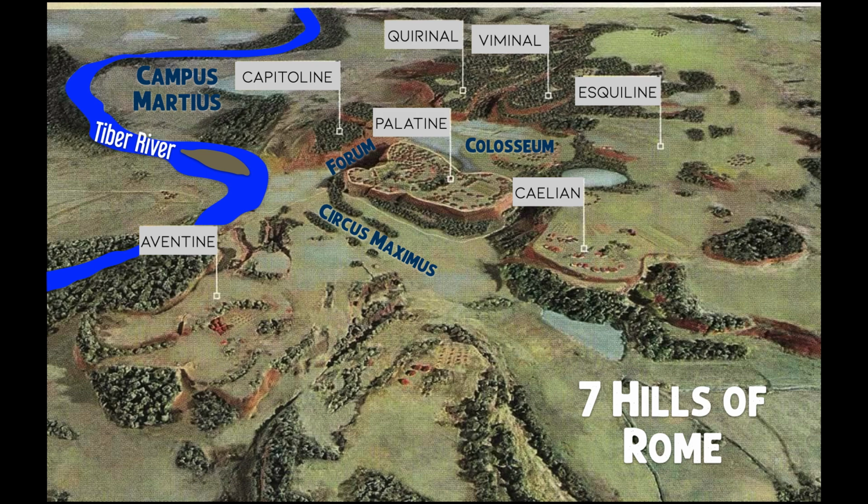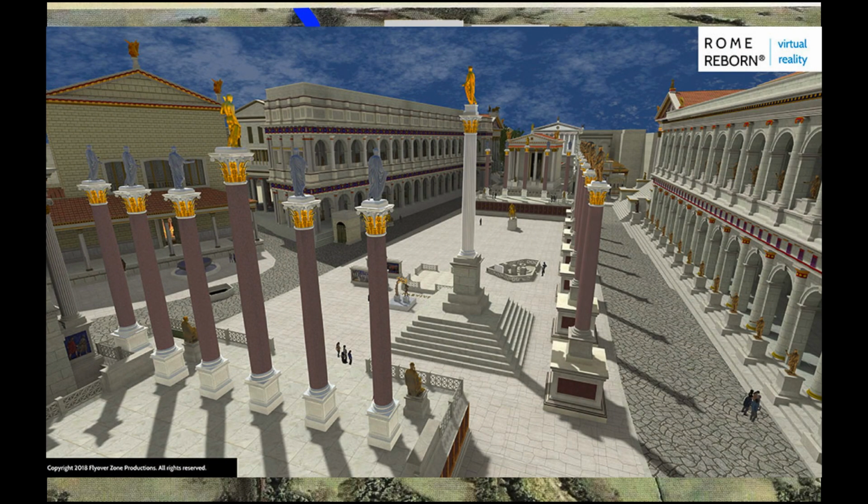You've heard of the Circus Maximus, where all of the horse racing and chariot racing take place. That's on the south side of the Palatine Hill. And then the Colosseum, which is going to be on the north side of the Palatine Hill. And here's a couple of pictures that will help you remember what they look like.